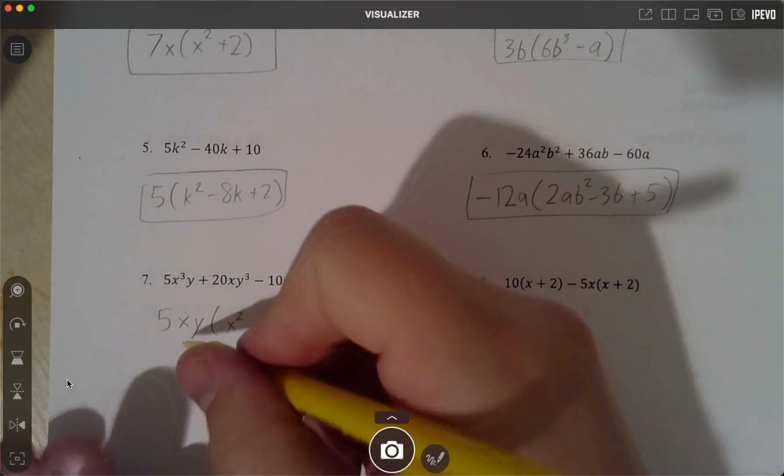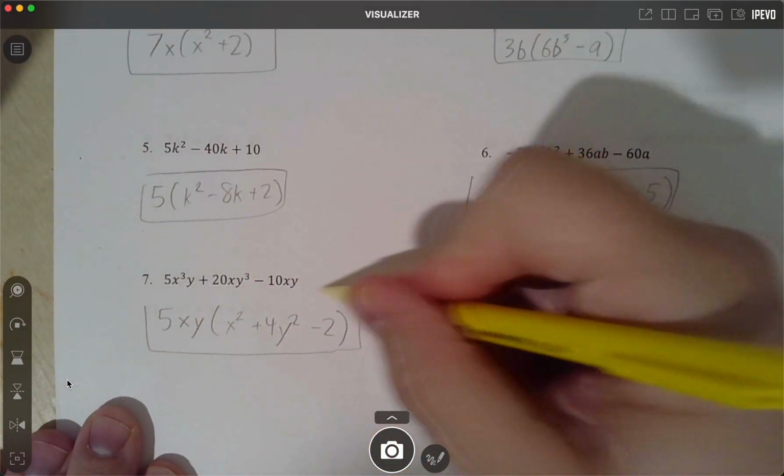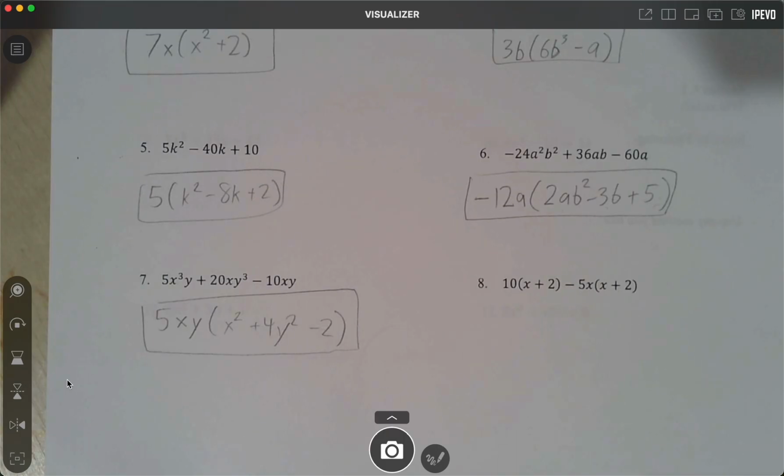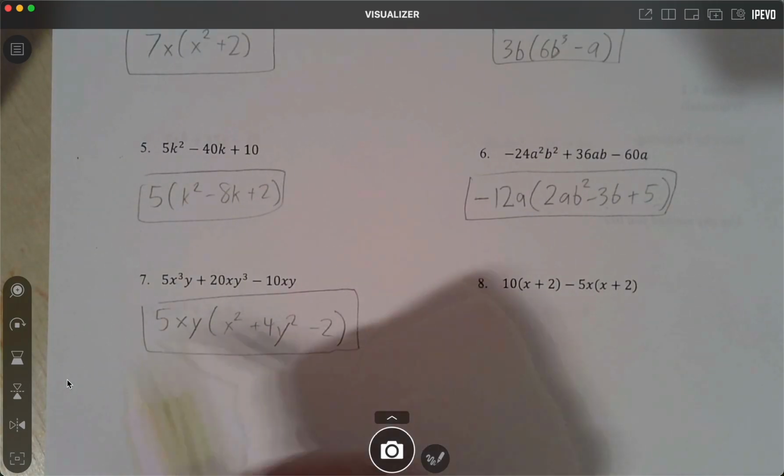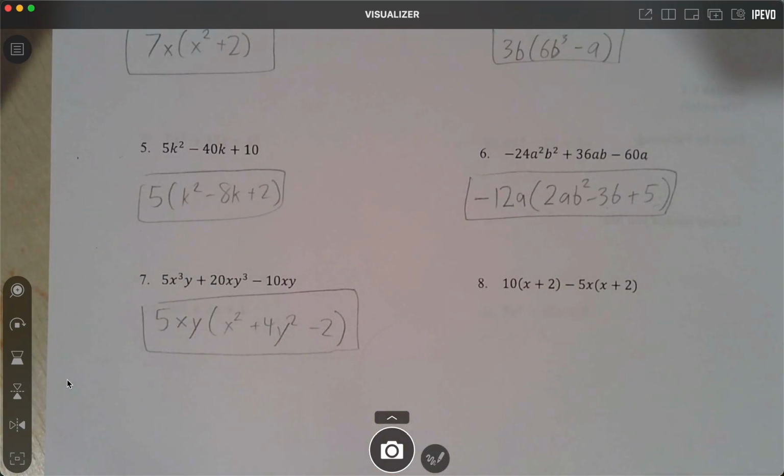Again, my check there as I work it through is I'm redistributing in my head. Hopefully through this class you'll learn to distribute things in your head mentally really quickly. Now number 8 is where things really pick up, so to speak.